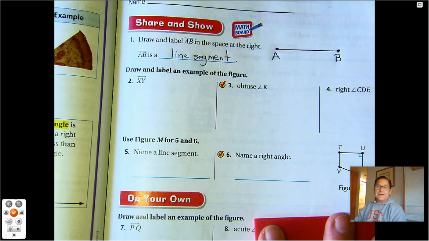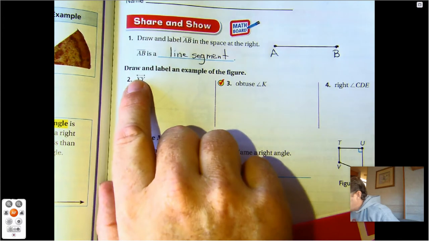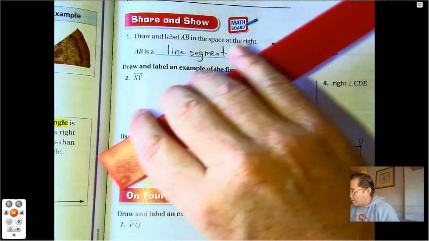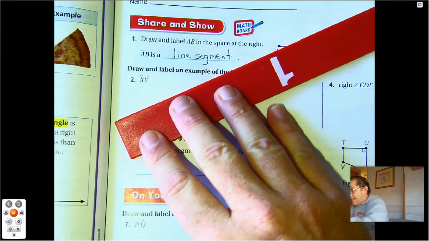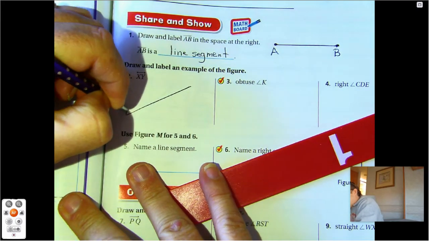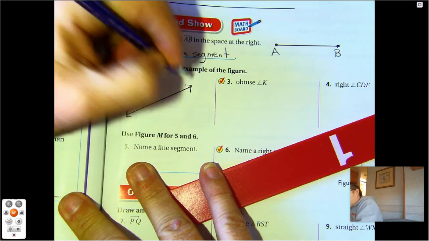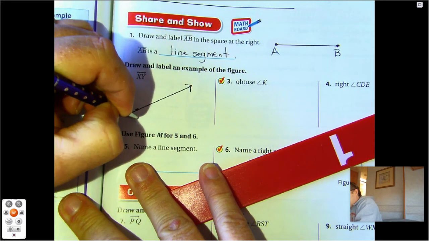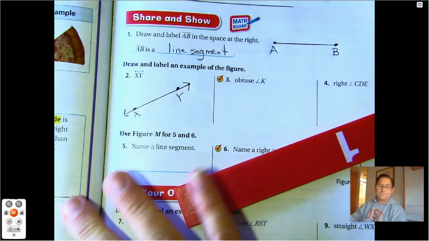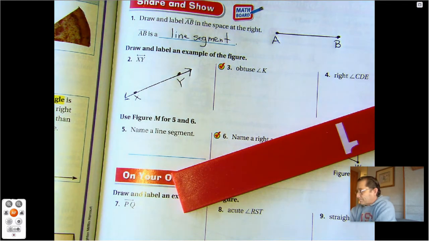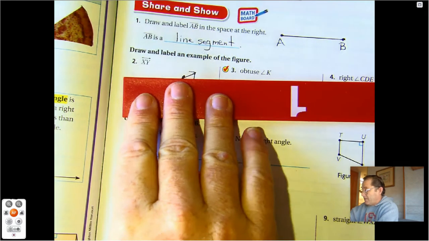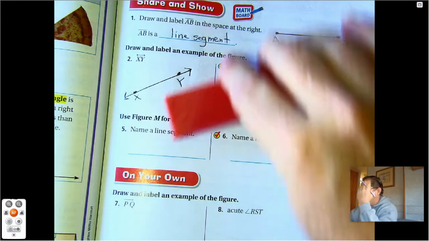Draw and label an example with a figure. So I see that it has arrows on both ends, and so that's a line. So they want me to draw line XY. There's line XY. It doesn't matter how you draw it. As far as space, I could go straight across the page, I could go straight up, go at an angle.